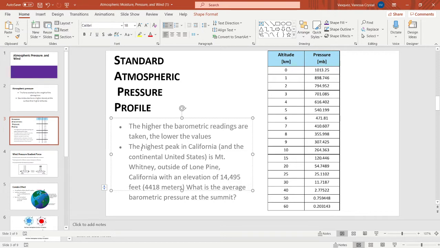This is one of the questions in your lab manuals. The highest peak in California is Mount Whitney. What is the average barometric pressure at the summit? You would look at this chart and convert to kilometers, so 4 kilometers. You'll get your value, 616.402, and you would put that whole value as your answer. That's how you'd answer those questions using this chart.